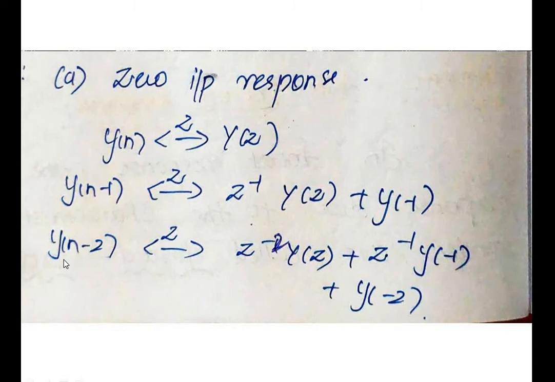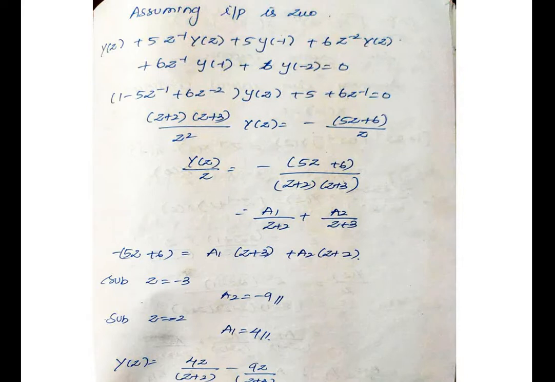Similarly, considering initial conditions, y of n minus 2 on Z transform will give you z power minus 2 Y of z plus z inverse y of minus 1 plus y of minus 2. The y of minus 1 and y of minus 2 values are already provided in the question. So just substitute the values and we get Y of z plus 5 z inverse Y of z plus 5 y of minus 1 plus 6 z power minus 2 Y of z plus 6 z inverse y of minus 1 plus 6 y of minus 2 equal to 0.